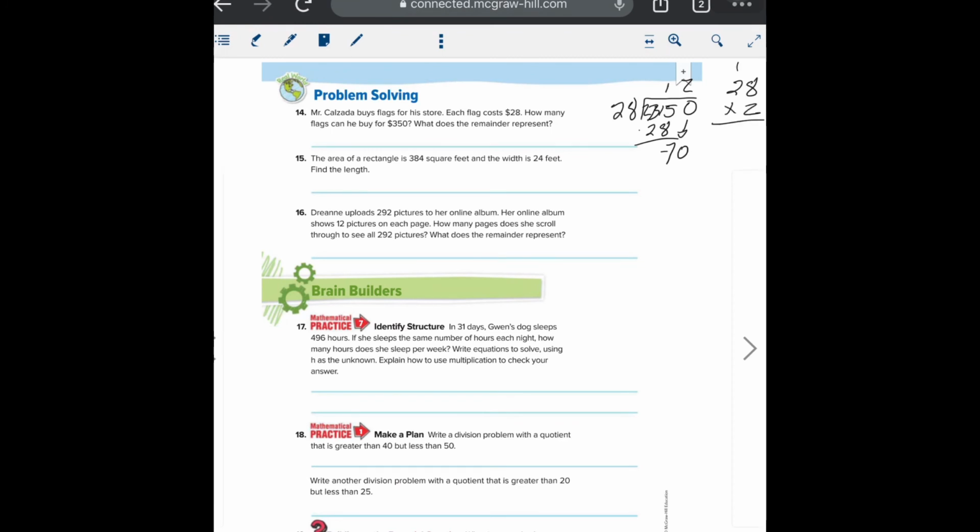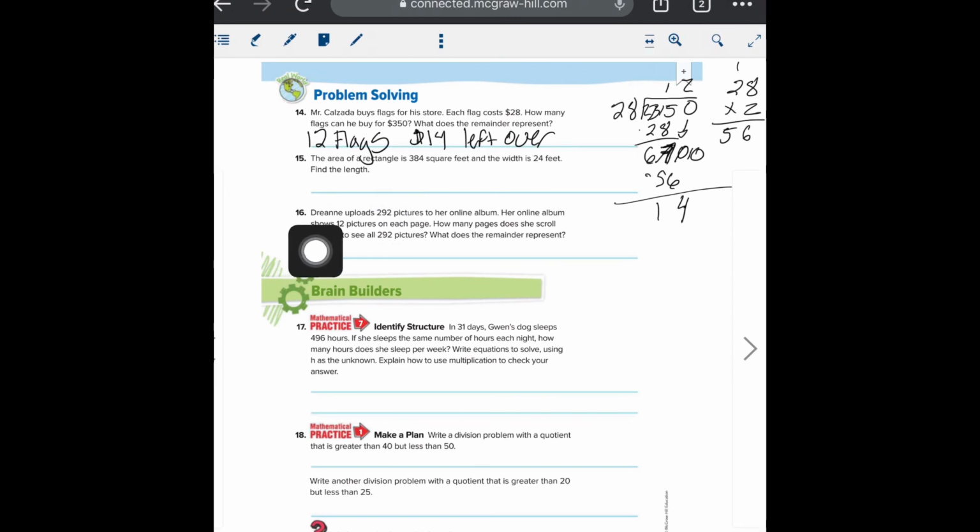28 times 2. Here's our guess and check. 2 times 8 is 16. 2 times 2 is 4, plus 1 more is 5. So we have 2 times 28, and we're going to write 56 right here. So we have a 7 right here. And we have to turn this into a 6 and this into a 10. So 10 minus 6 is 4. 6 minus 5 is 1. So we have that he can buy 12 flags. And he'll have 14 left over. So he'll have $14 left over. Make sure you put a dollar sign by that, would you?